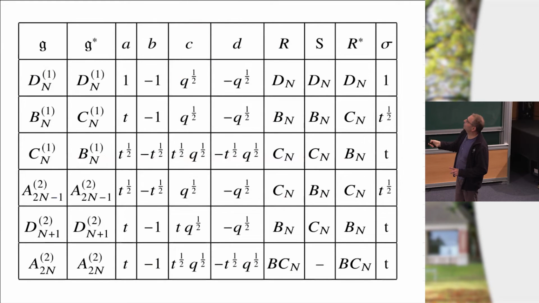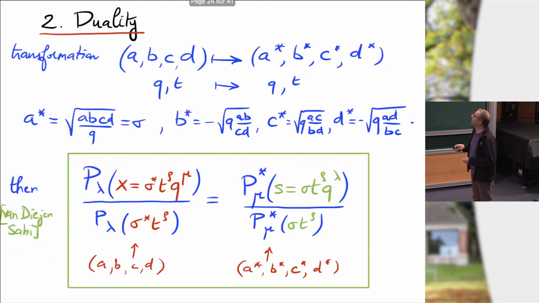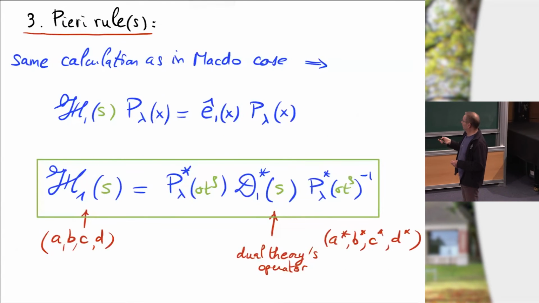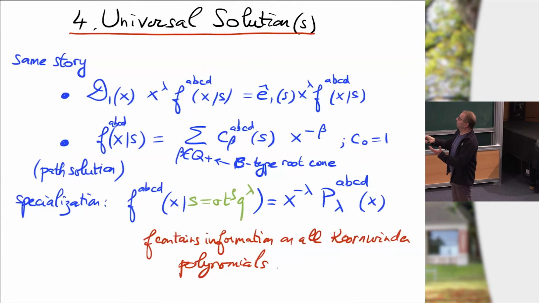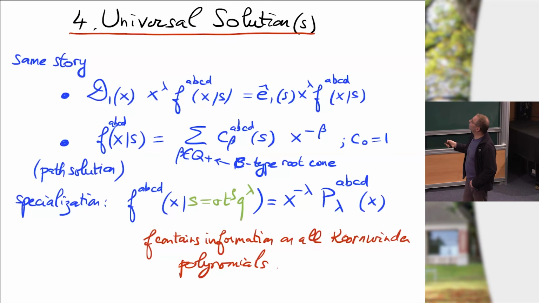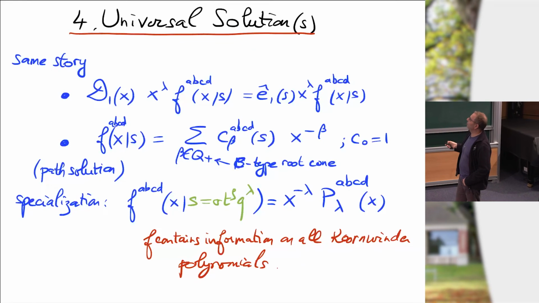So you can see that everybody is self-dual except B and C. So it feels exactly like Langlands duality, right? B and C are interchanged. Okay, so that's it. And of course, the next step is to do the universal solution, just like we did for A-type Macdonald. You can repeat the exact same story, and you have the exact same specialization of this infinite series to Koornwinder polynomials.